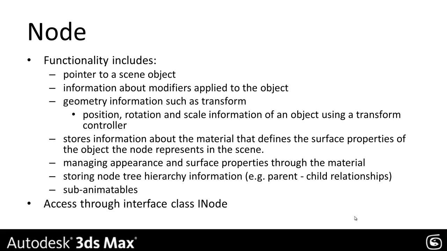A node's functionality includes the pointer to a scene object. So the node itself knows that it belongs to a scene. It also holds the information about modifiers applied to an object. If you have a sphere, like in our MaxScript example, that has the noise modifier attached to it, the node knows about that. Geometry information, for example the transform, includes position, rotation, and scale information.